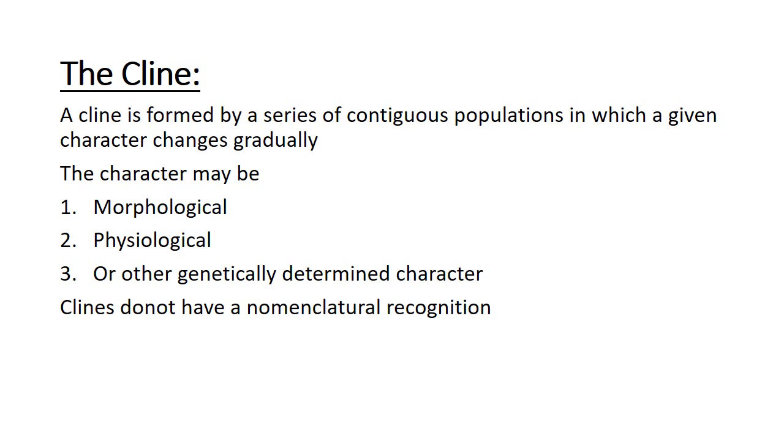The Cline. The difference in a particular character results in a character gradient throughout a population. So, a Cline is formed by a series of contiguous populations in which a given character changes gradually. A Cline is formed by a series of populations sharing a common borderline in which a particular character changes. The character may be morphological, physiological, or any other genetically determined character. But the Cline has never been given a nomenclatural recognition.